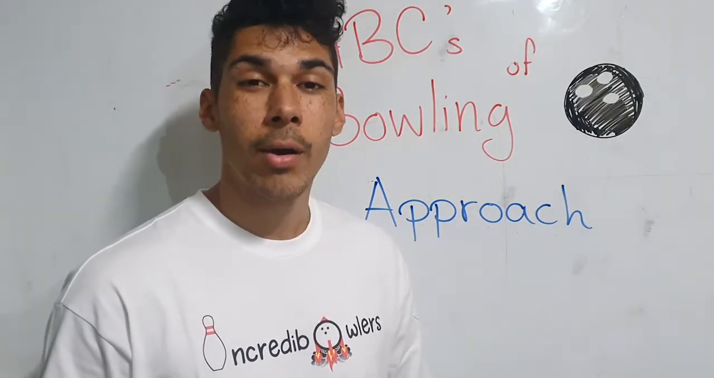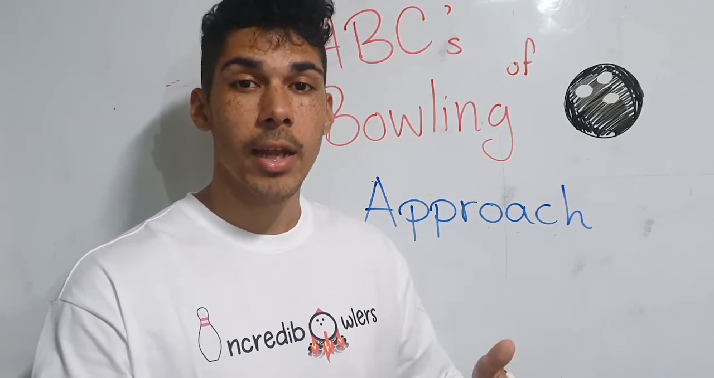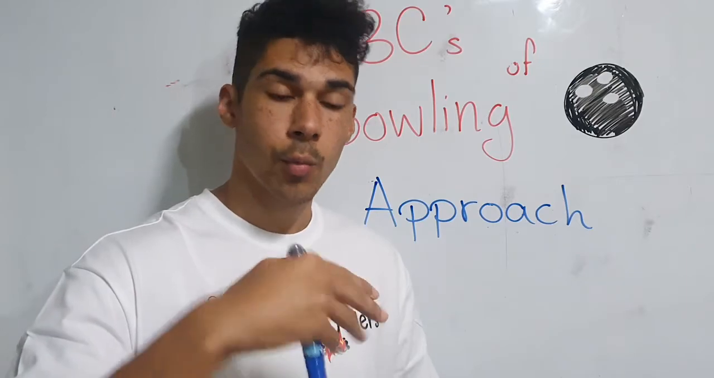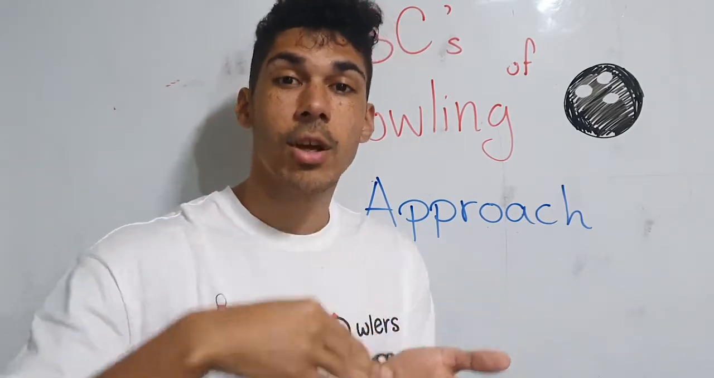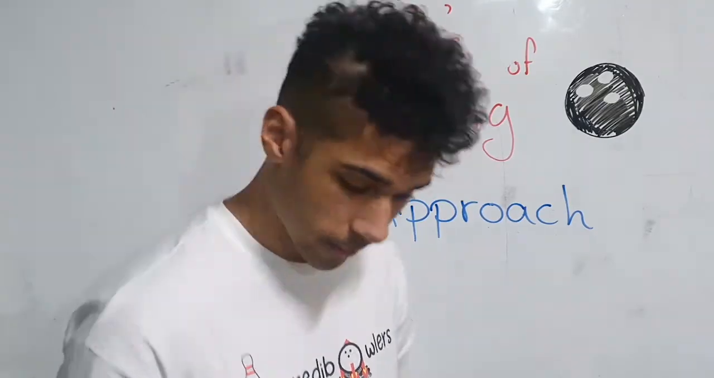The third word for our ABCs of bowling is approach. The approach is the space on the lane between the first set of dots when you stand on the lane. That's called the approach, all the way up to the foul line. So again, from when you step onto the lane up to the foul line, that is all called the approach.